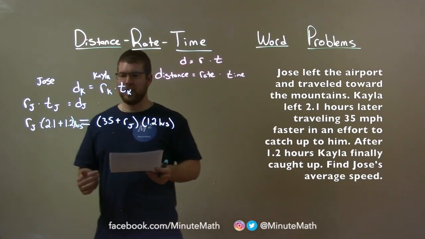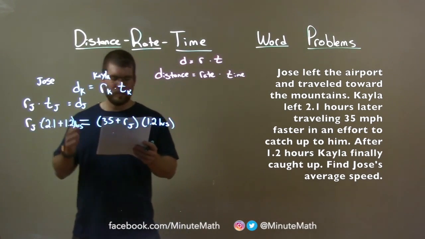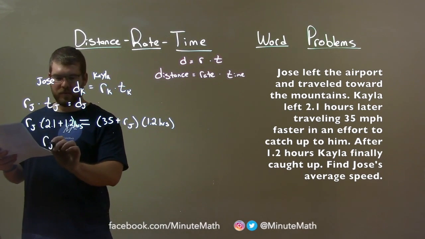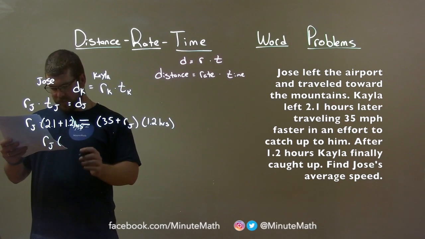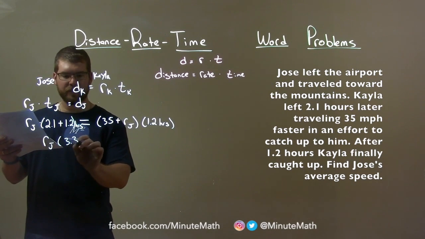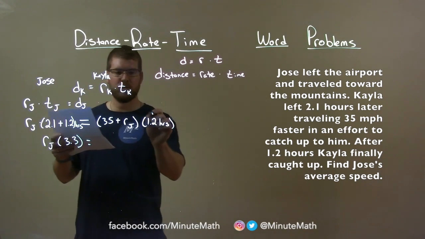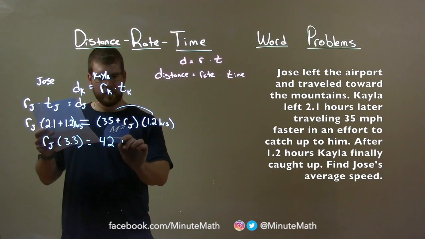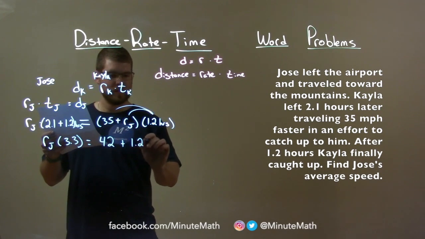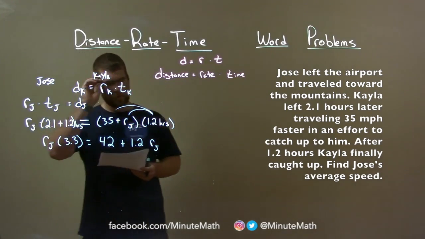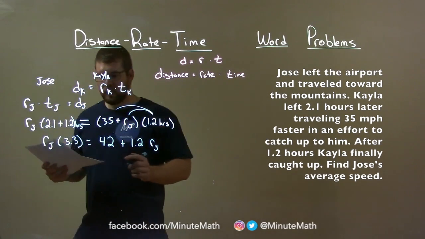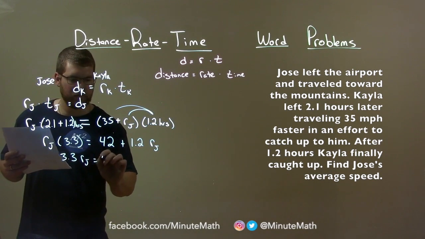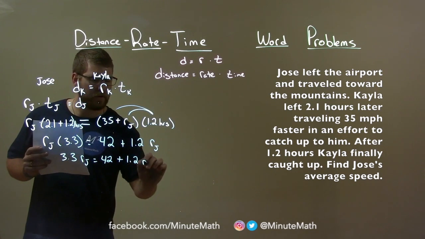So now we want to solve for Rj, the rate at which Josie was traveling, or his speed. We need to add these two up. So we have Rj times 2.1 plus 1.2, which is 3.3, equals, here we distribute the 1.2 hours. 35 times 1.2 is 42, plus 1.2 times Rj is 1.2 Rj. Rewriting this, 3.3 Rj equals 42 plus 1.2 Rj.